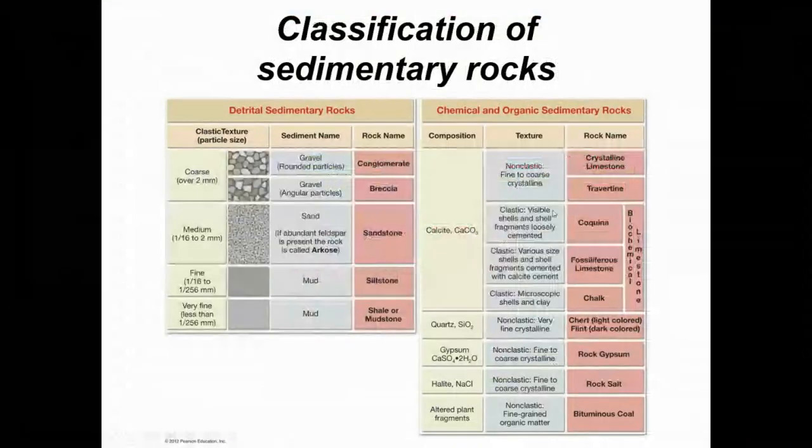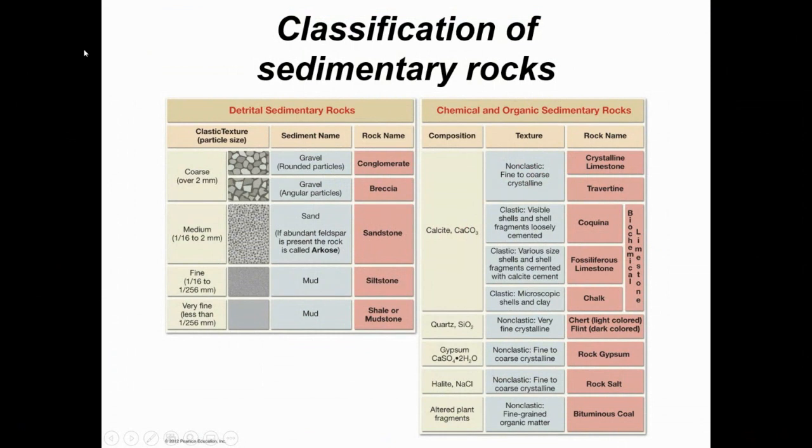So here's a chart of the classification of sedimentary rocks. Basically, the detrital rocks mainly get classified by the size of the individual little particles, the individual sediments. So coarse or large up here, very fine to the point where you can't see them. Those typically are classified just as muds. Okay, so like mudstone, shale.